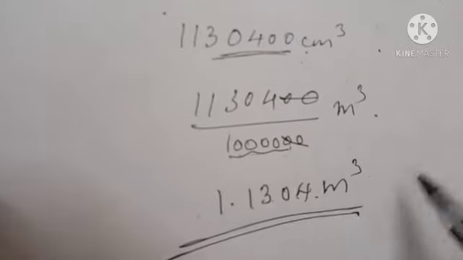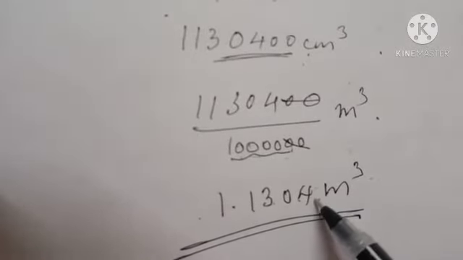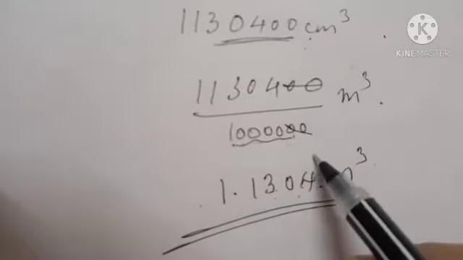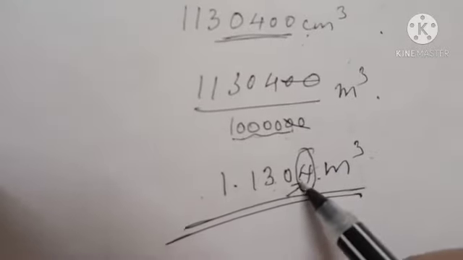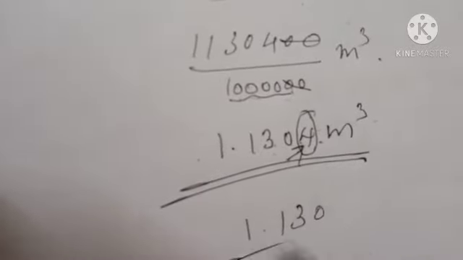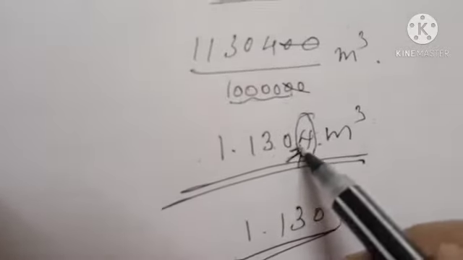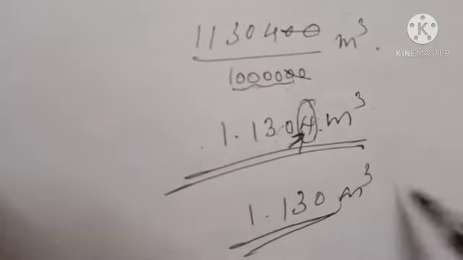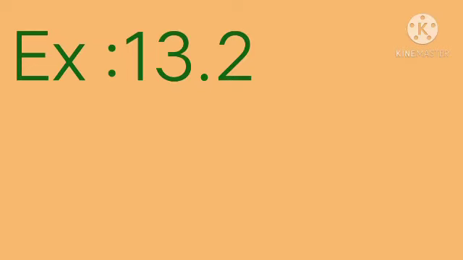1.1304 meter cube. If you want to round it off to 2 places or 3 places, you can do that. Here I converted it into 3 places, so 1.130, because the 4th digit is less than 5. So this much meter cube. Now exercise 13.2, last question.